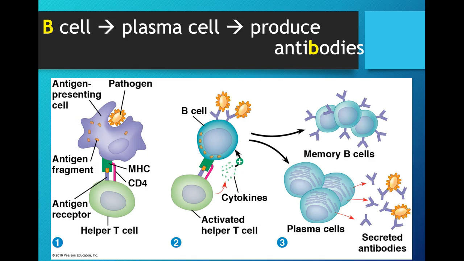The cytokines are signaling molecules which will trigger the B cells to be cloned. Two types of B cells will be cloned, memory B cells and plasma cells, again giving rise to and making antibodies, which will basically tag the pathogens to be destroyed.